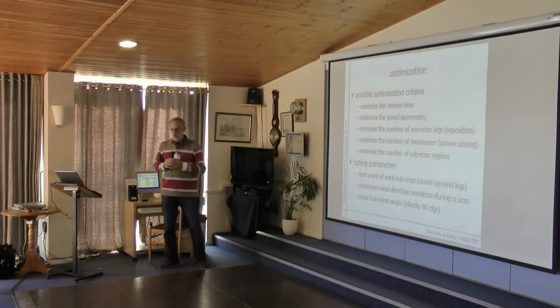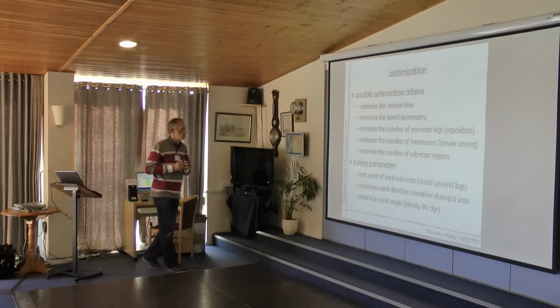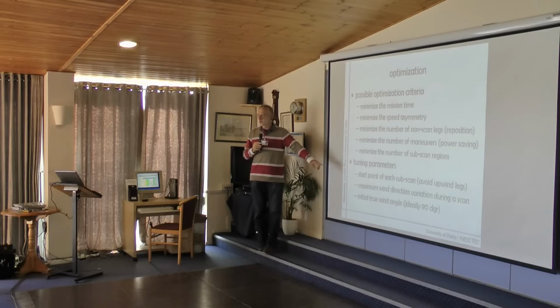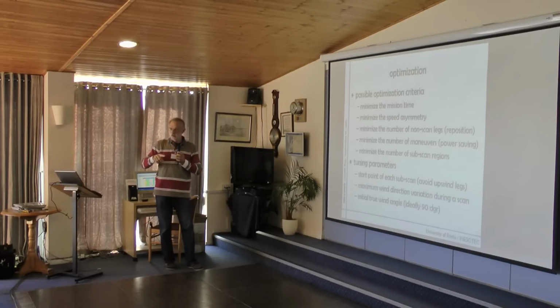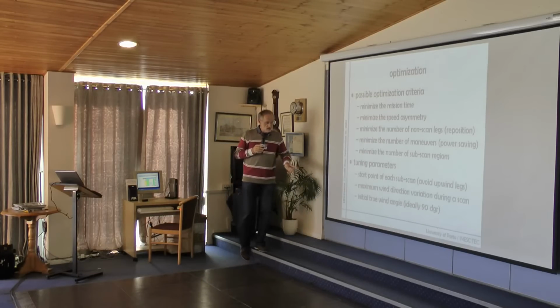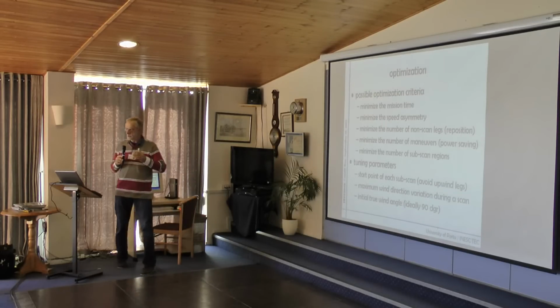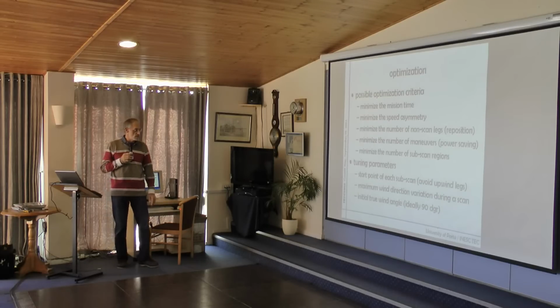The tuning parameters are where we can change the procedure to get different objectives, different results. For example, to define different starting points for each subscan. Basically, for each scan line pattern, we can start at right or at left, and that will impact the point where we start the next area. Another is the maximum wind direction variation during a scan. Ideally, the boat will move best if the true wind comes from 90 degrees, but if it comes from 70 to 120 degrees, that may be acceptable. It depends on the type of the boat.